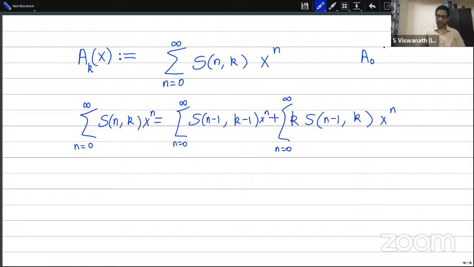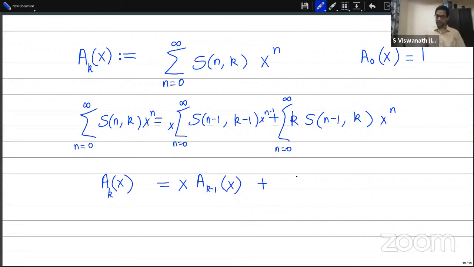Okay, there are some initial conditions. A_0(x) is just, only S(0,0) is going to survive. So A_0(x) is 1. Okay, so that I know. So now let me just see what this equation implies. The left hand side is exactly A_k(x), the sum of S(n,k) x^n. The second term is A_{k-1}(x), but then there's an x that I can pull out, because there's an n-1 here. I put an n-1 and an x in front.